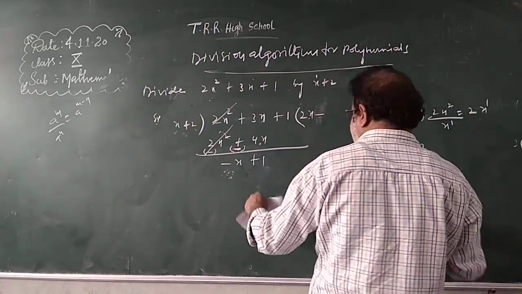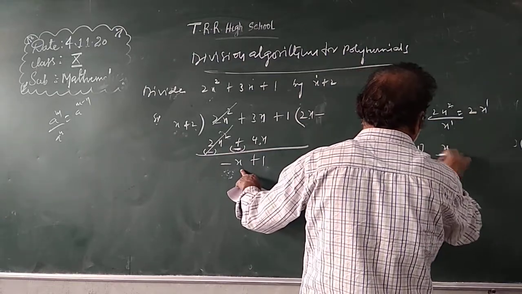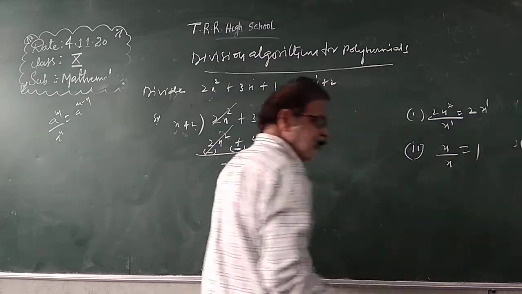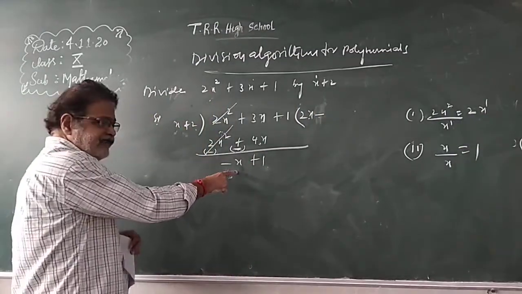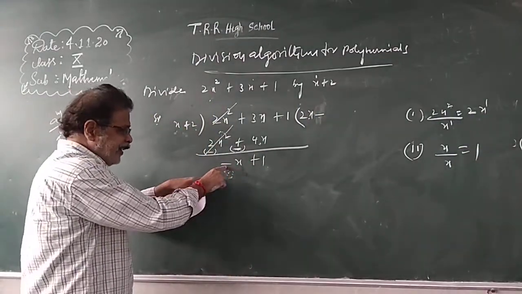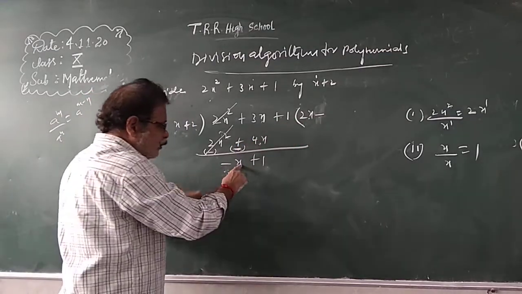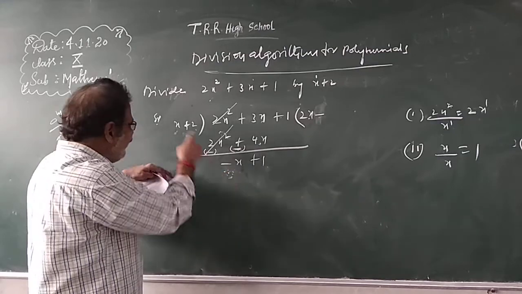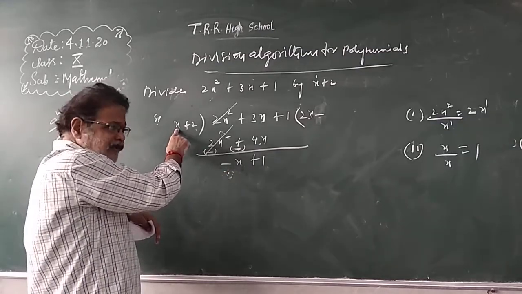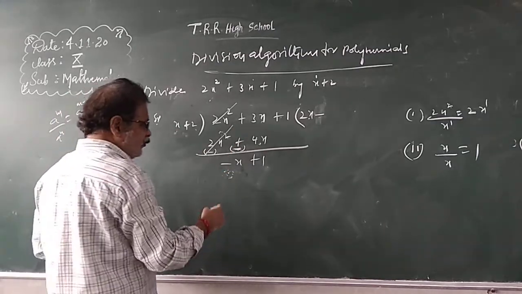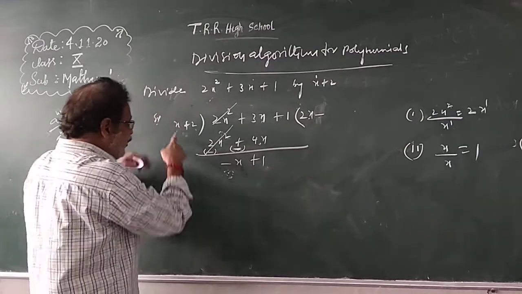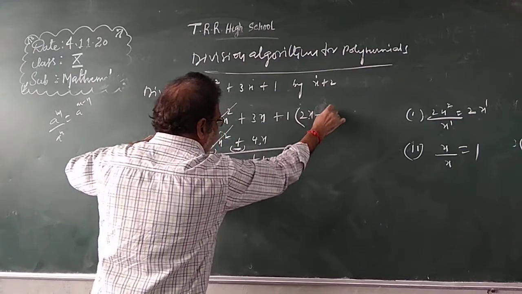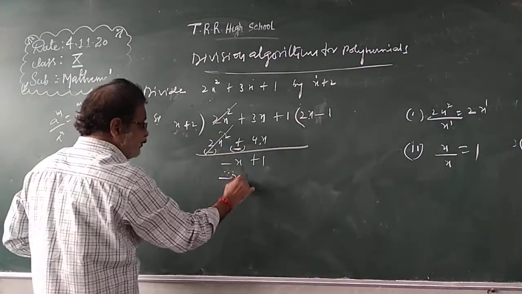Now what is the second rule? The first term of the new dividend is x, divided by the first term of the divisor, x. x by x means 1. How many times does x go into x? 1 time. Minus 1 into x, minus 1x, minus into plus.